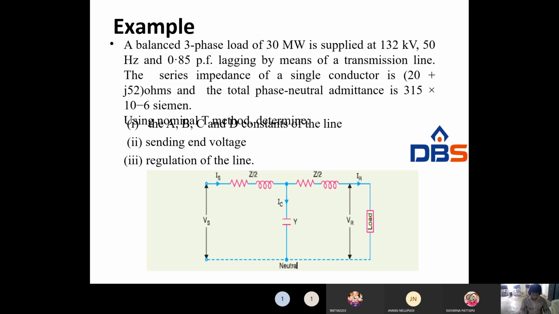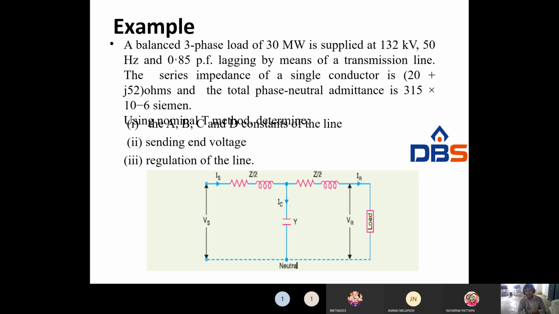A balanced three-phase load of 30 megawatt. If possible, write down this problem. A balanced three-phase load of 30 megawatt is supplied at 132 kV, 50 Hz and 0.85 power factor lagging by means of a transmission line.